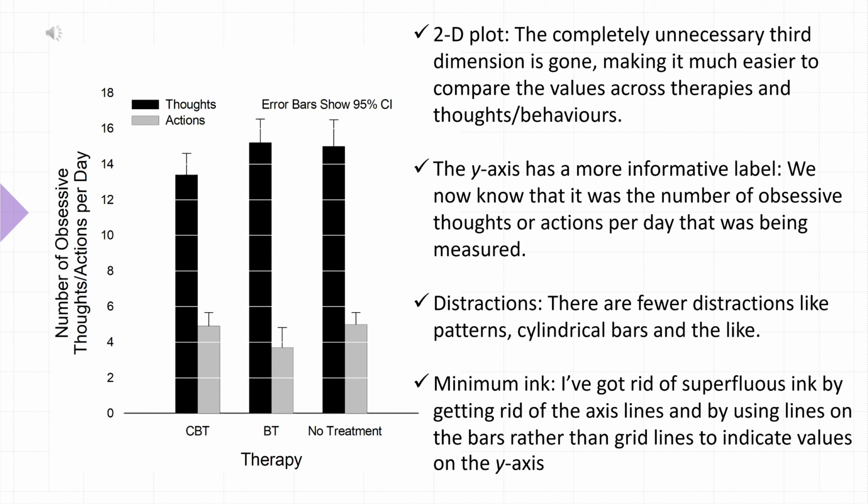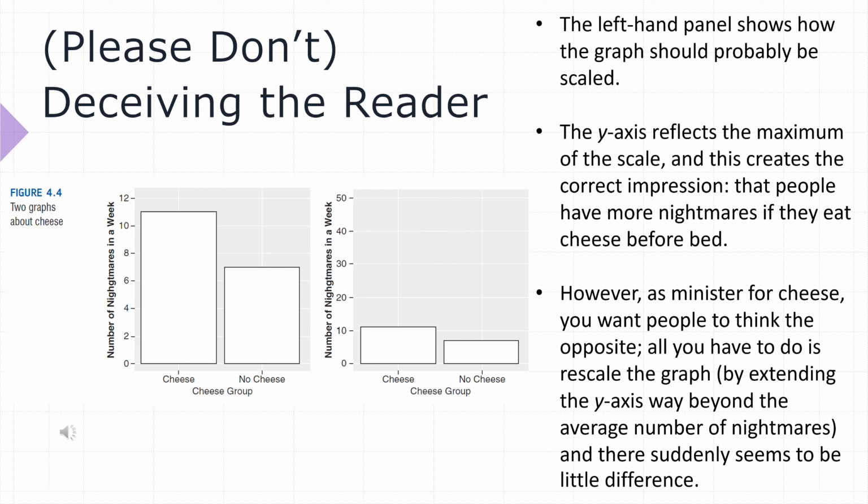4. Less ink, more signal. Simplified axes and light reference lines keep attention on the data. Please do not deceive the reader. Which plot is better, the left or the right?